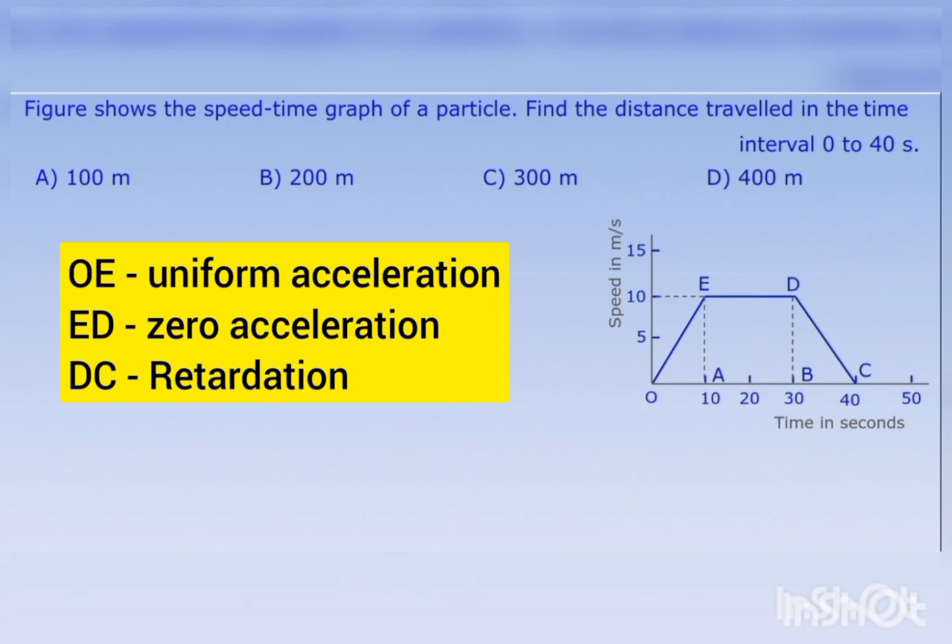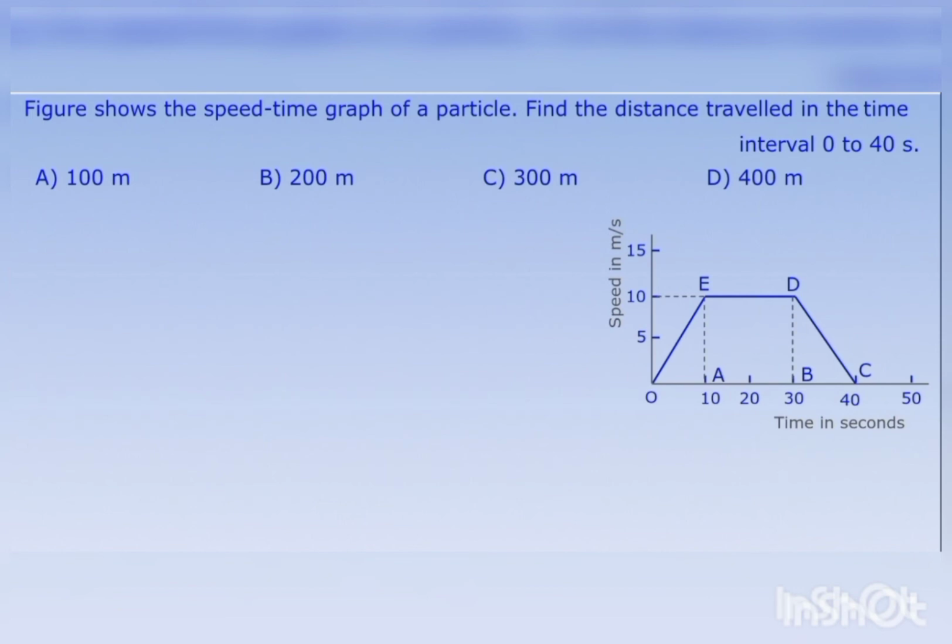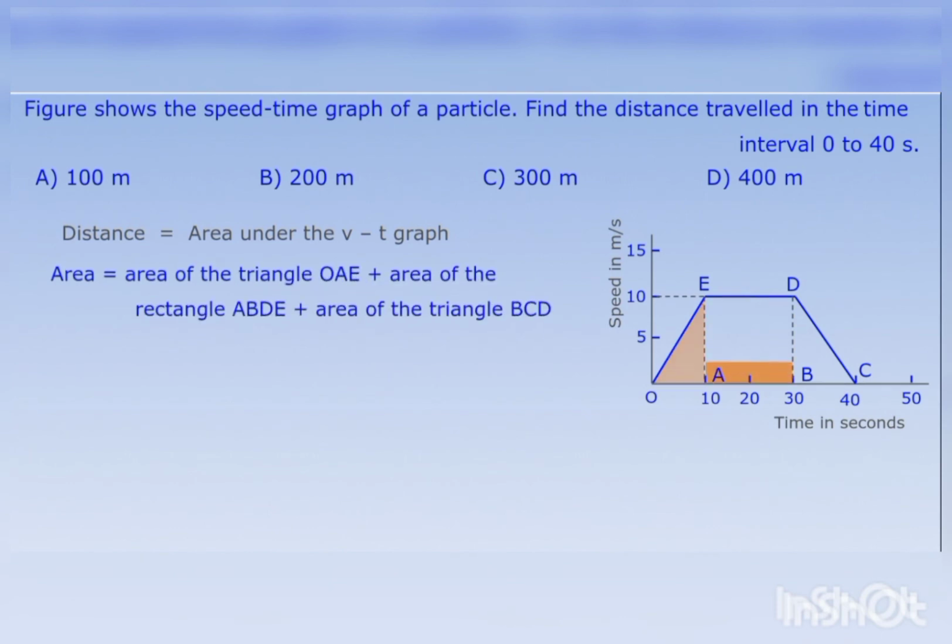But we have to find the distance. So the distance is equal to area under the VT graph. Again, we will divide it into three parts. First is triangle OEA, second is the area of rectangle AEDB, plus the area of the triangle BCD. So the total area is equal to area of the triangle OAE plus area of the rectangle ABDE plus area of the triangle BCD.